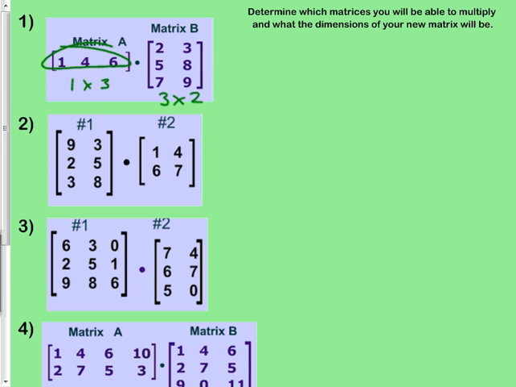Now, some weird looking combos will work, and this is one of them. Because if these two numbers on the inside match up, remember this was rows then columns, rows then columns. If the columns on the first one match the rows on the other one, then it will multiply. If those two numbers don't match, then it won't multiply. And I think you'll see why in a minute when we actually do this.